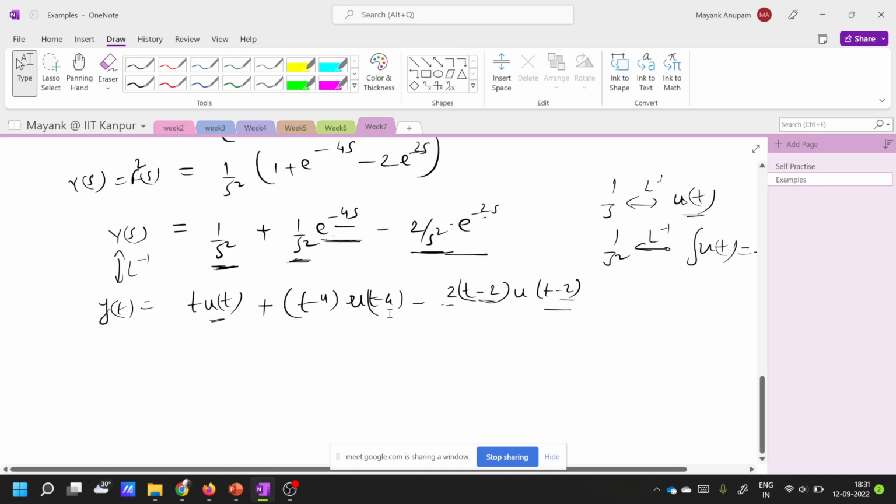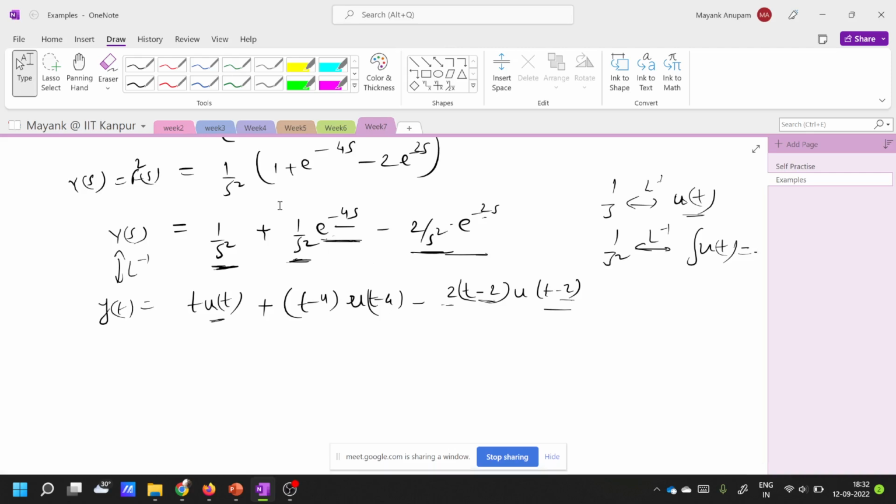Understood? Suppose we have 1/s³ into e to the power minus 4s, then how? For 1 by s cube, you first have to find out the inverse of 1 by s cube, and then you will get some time domain equation, right? Everywhere that you have t, you replace it by t minus 4. You will get your required inverse Laplace transform in that case.